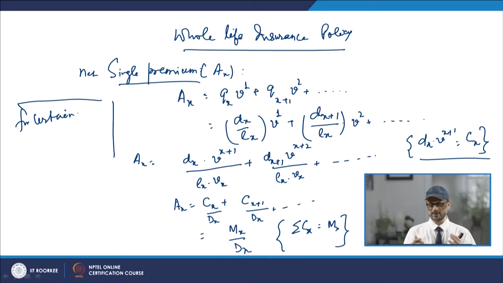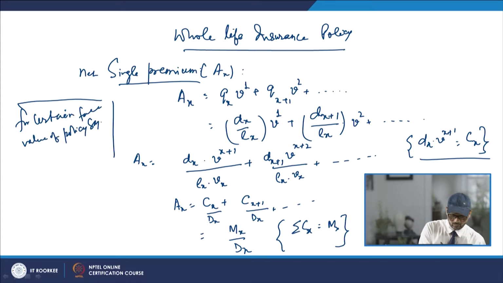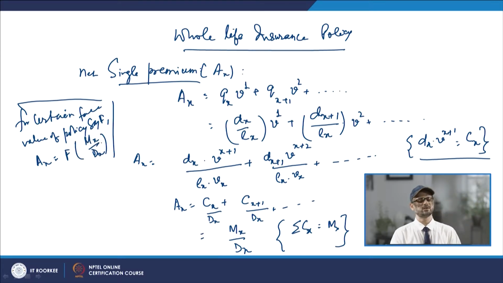if you are taking something different, you will be multiplying this ratio with that F. So for a certain face value of policy, say F, your net single premium Ax will be basically F times Mx upon Dx. So by using these mortality tables, if you have a certain face value, this can be computed, that will be equal to F into Mx upon Dx.